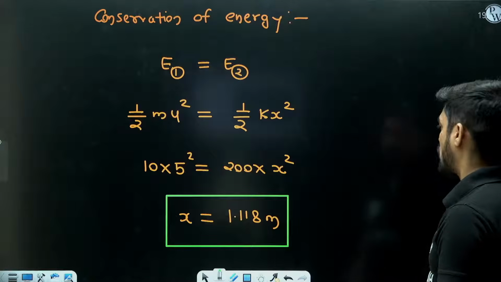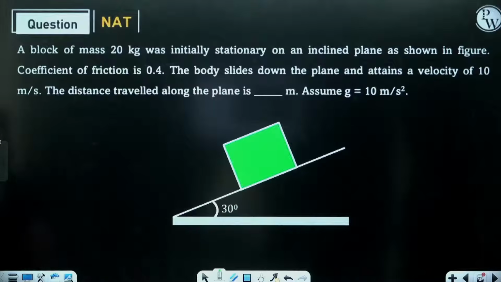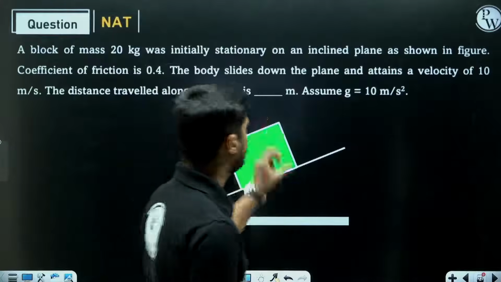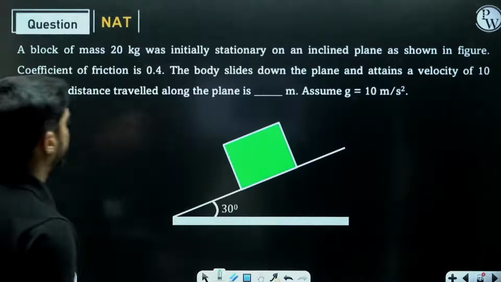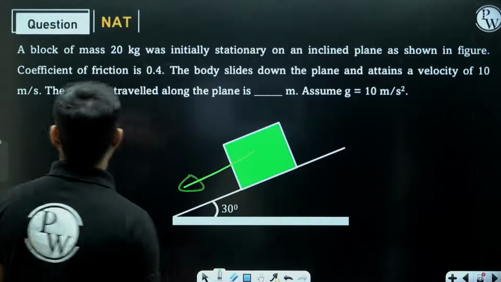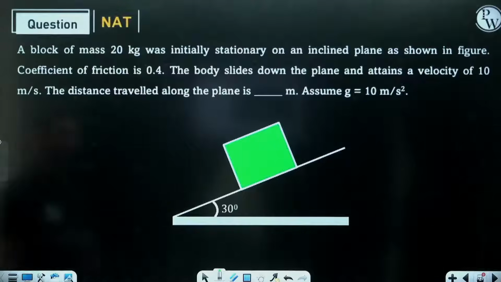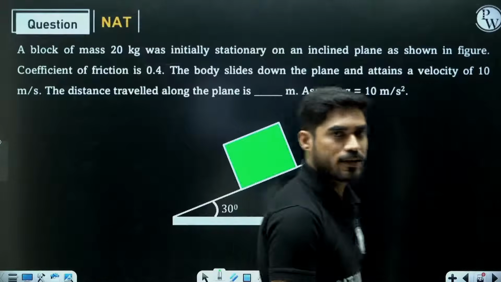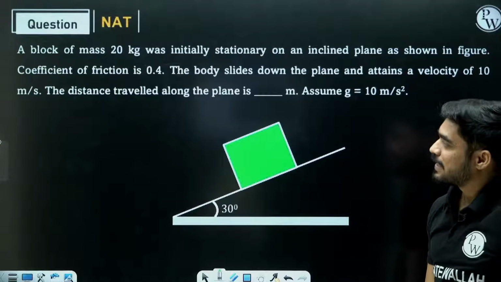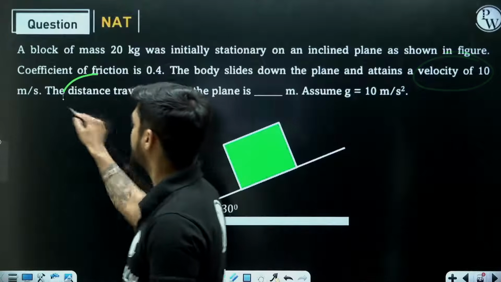Okay, moving on to the next question. A block of mass 20 kg was initially stationary on an inclined plane. Coefficient of friction is 0.4. The body slides down the plane and attains a velocity of 10 meters per second. Distance traveled along the plane is? Look at the question. Which method are we going to use? Understand the motion variables mentioned in the question. They have mentioned velocity and they have mentioned distance.